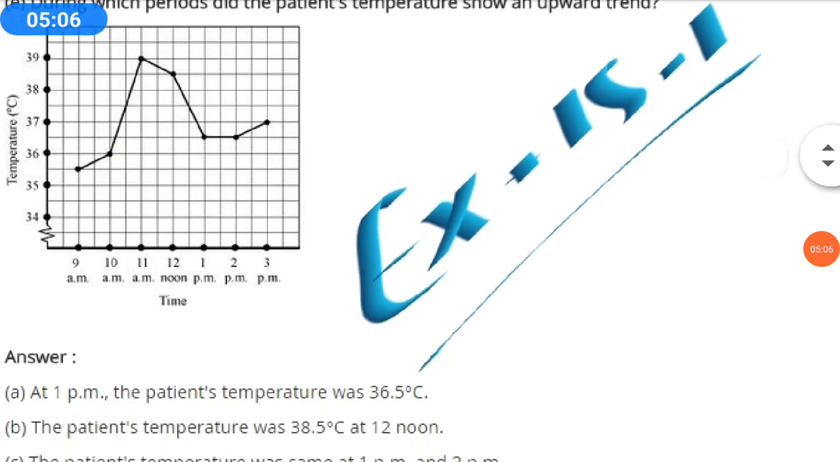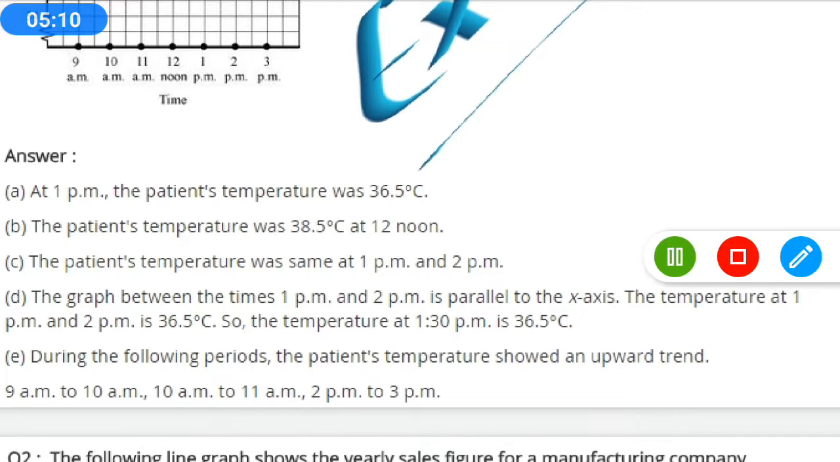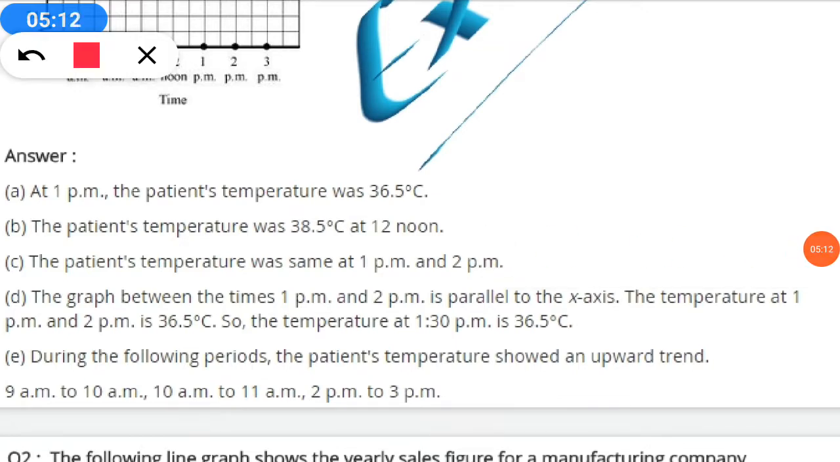So look at the answers, as I had explained the answers already. Just have a look at the answers. What does the first answer say? At 1 pm the patient's temperature is 36.5, which I had already explained. Second, the patient's temperature was 38.5 degrees centigrade at 12 noon. The patient's temperature was the same at 1 pm and 2 pm. This everything I had already explained.